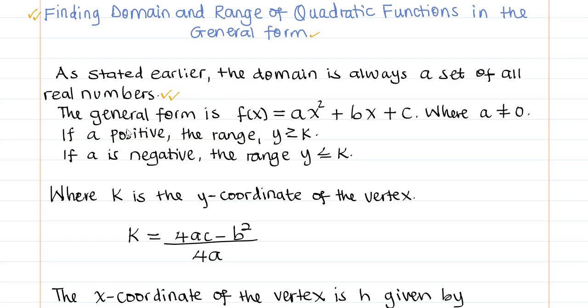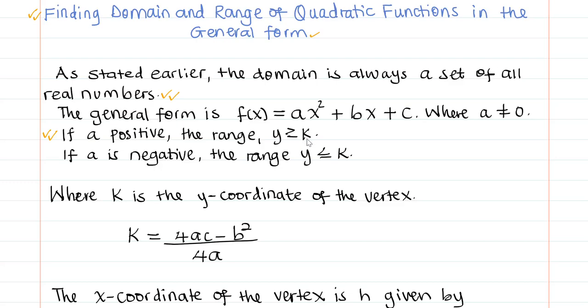And we have seen the general form is f of x equals ax squared plus bx plus c. And we said already that a is not 0, but can be more than 0 or positive, or can be less than 0 or negative. And I have 2 points here which are very important. The first point is, if a is positive, that is, if the coefficient of x squared is positive, then the range y is more than or equal to k.